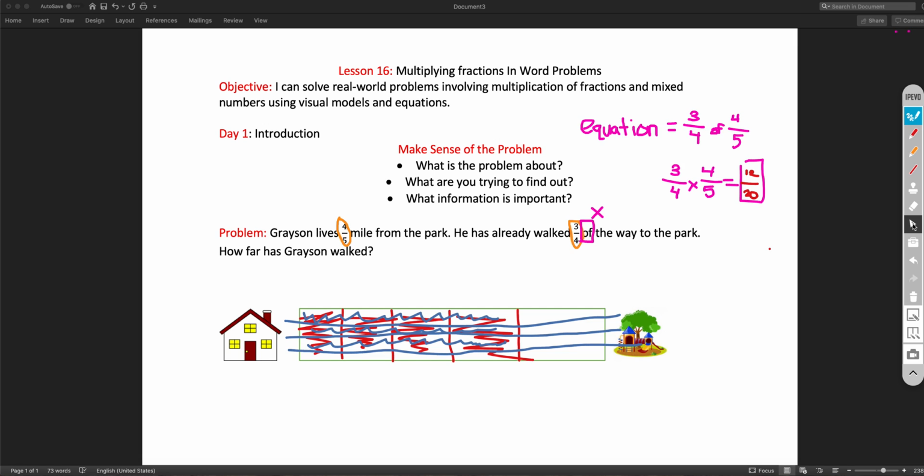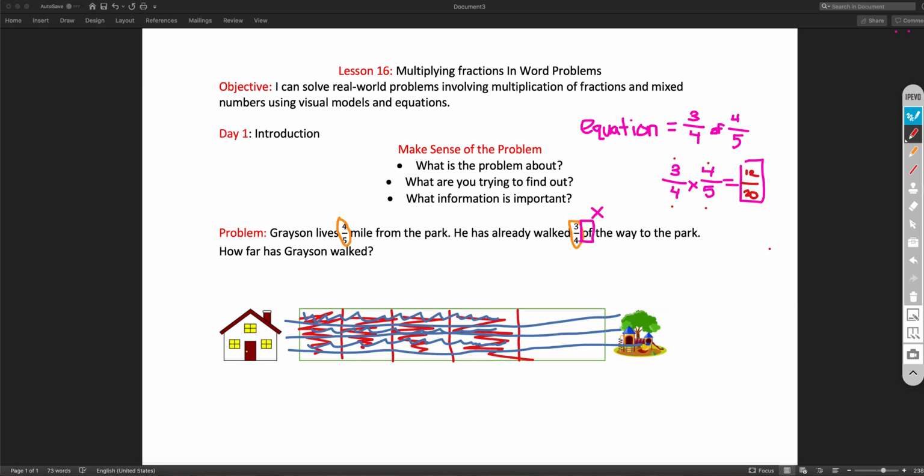Yes, we can use the standard algorithm. So when multiplying fractions, all we have to do is multiply the numerator times the second numerator. So 3 times 4 is 12. And now we have to multiply the denominators. 4 times 5 is 20. We have 12 twentieths.